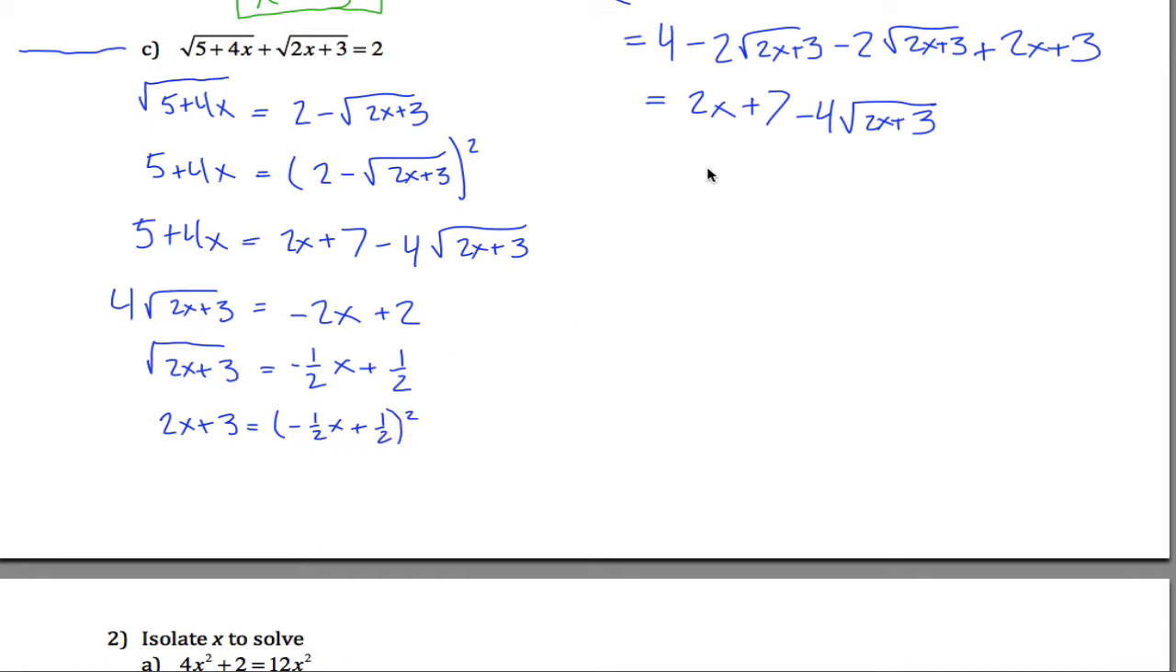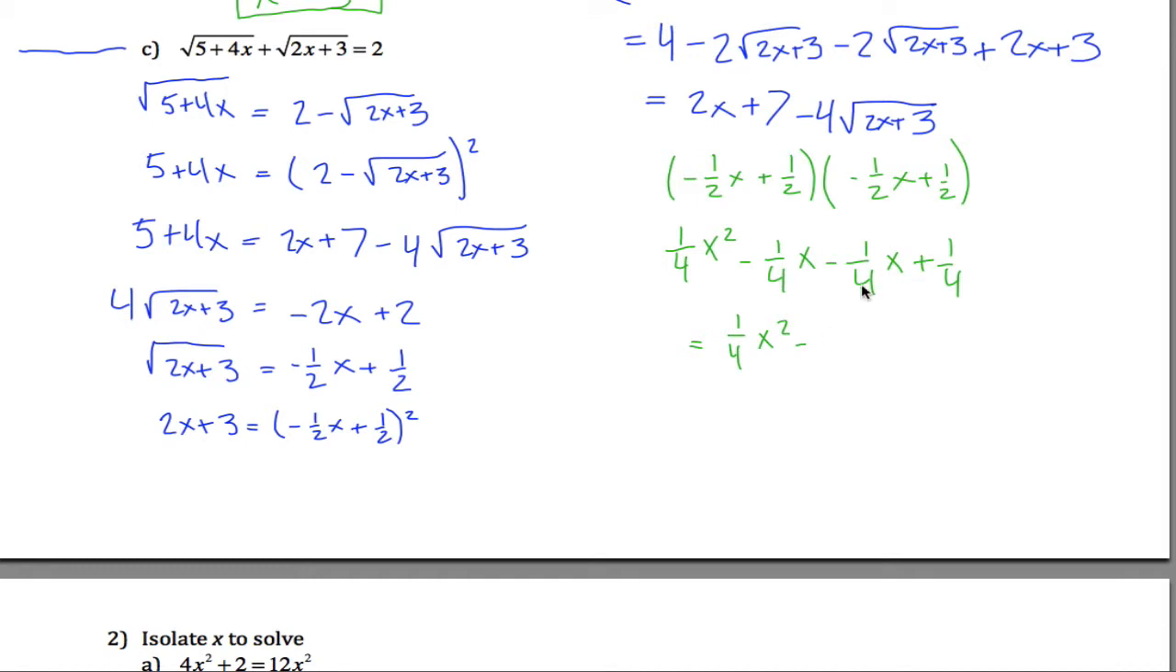To square the right-hand side here, maybe I should be using a different color. I have to figure out what is negative 1/2 x plus 1/2 times negative 1/2 x plus 1/2. Well, negative 1/2 x times negative 1/2 x is positive 1/4 x squared. Negative 1/2 x times 1/2 is negative 1/4 x. 1/2 times negative 1/2 x is negative 1/4 x. And 1/2 times 1/2 is 1/4. So what I get here is 1/4 x squared minus 2/4 x plus 1/4.